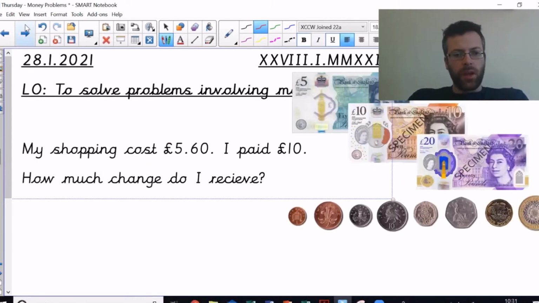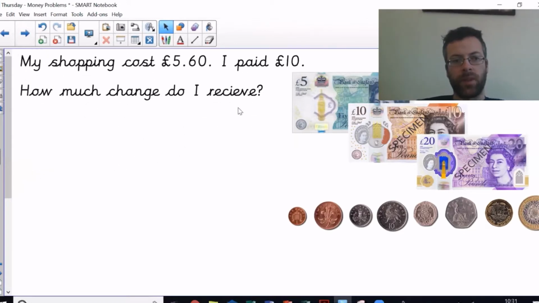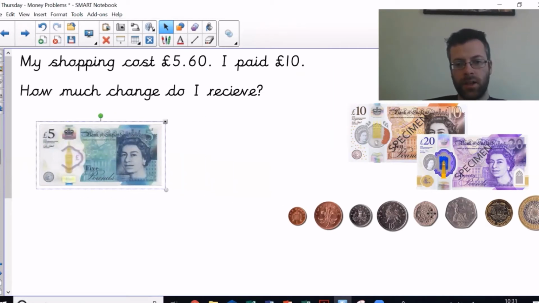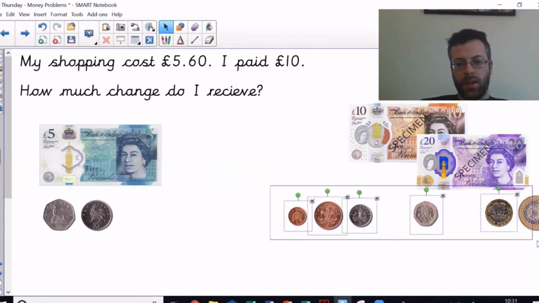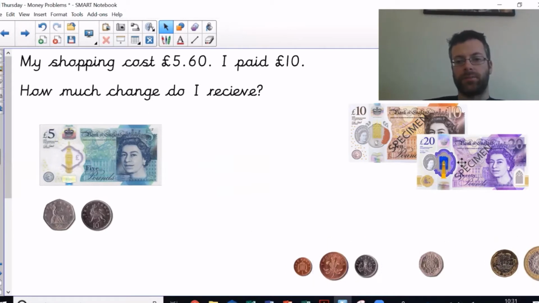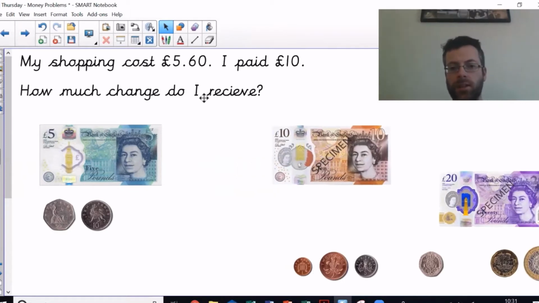Now, common question that you will get in maths to do with money is about change. So let's just quickly check that we're okay with what change is. Okay, just going to move that up there out of the way a little bit. So my shopping cost £5.60. So I'm just going to take that £5, £5.50, £5.60. Okay, so some shopping costs £5.60. I paid £10. So you go into a shop and you pay with the £10 note. How much change do I receive?